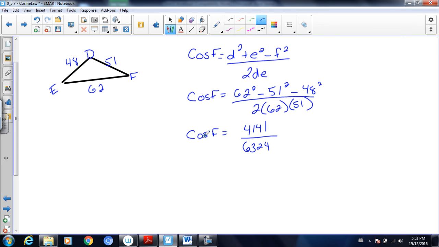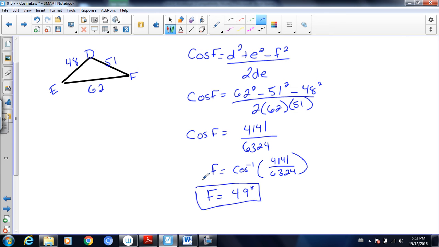Now again, I'm looking for angle F. Therefore, I have to do the inverse operation of cos, which is the second function, and you write it as cos^-1. Now remember, that's not a power, that's just identifying that it's the inverse. So cos^-1 of 4,141 over 6,324. Angle F is equal to 49 degrees. That's what you should have. And there we have 49 degrees. That's our final answer.